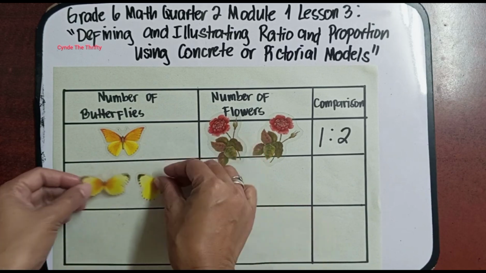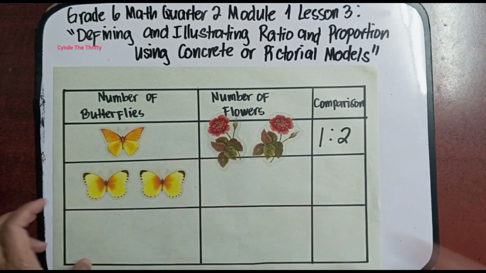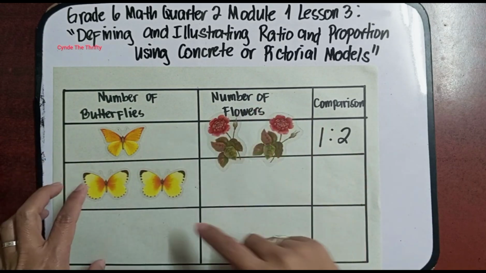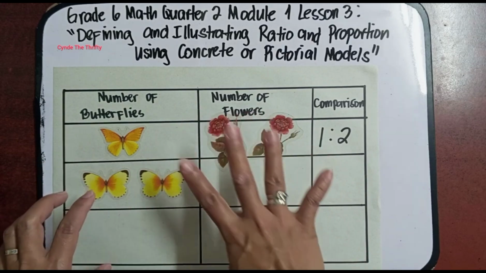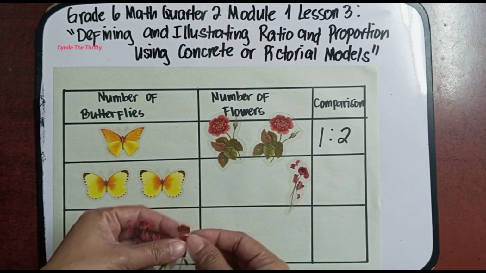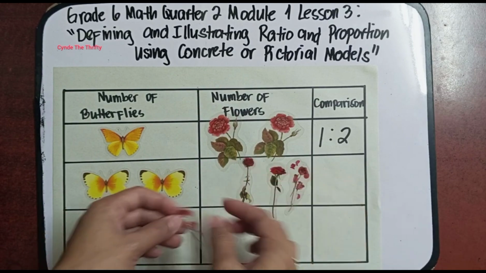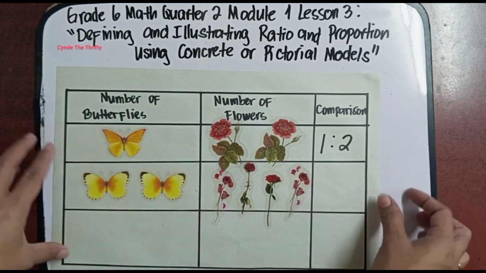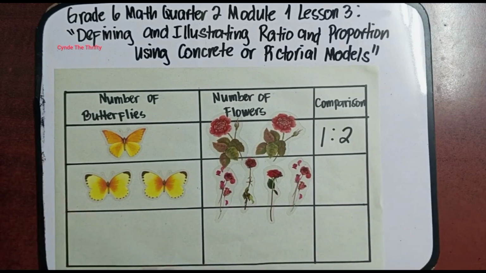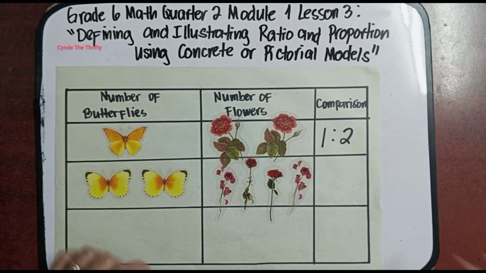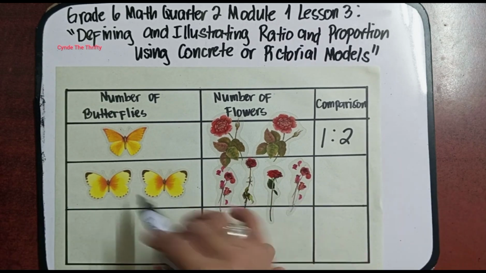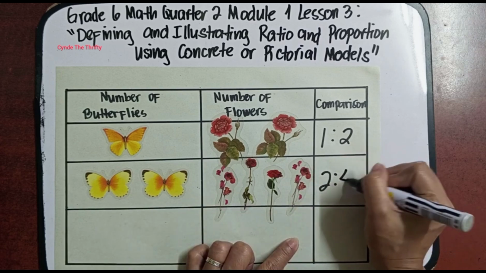Ibig sabihin, kapag meron akong dalawang butterfly, meron akong ilang flowers? 4. Kasi ang isang butterfly, dalawang flowers. So, ibig sabihin, ang dalawang butterfly is 4 na flowers. So, maglalagay tayo ng concrete models. 1, 2, 3, 4. Okay, so meron tayong 4 na flowers. Sa dalawang butterfly, meron tayong 4 na flowers. So, paano natin siya i-compare? Ano yung kanyang comparison? So, 2 butterflies is to 4 flowers. So, 2 is to 4.